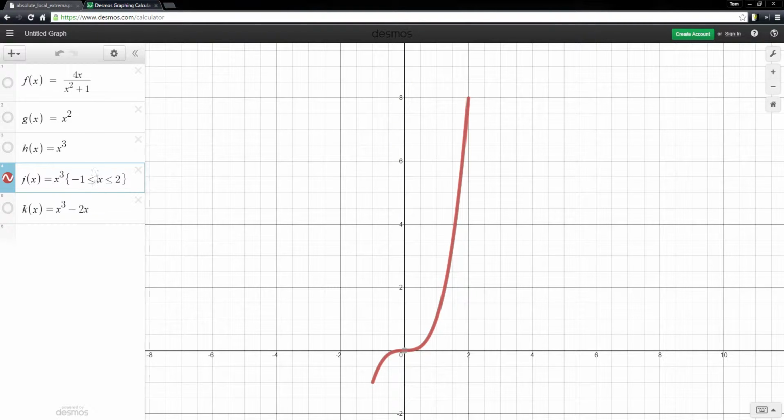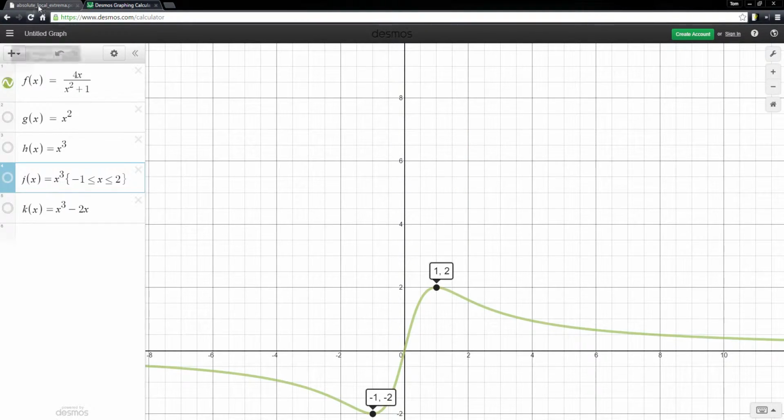This is the same function that we were looking at before, but it's a different interval. In the earlier example, we looked at all of the points on the graph, everything on the number line, and there was no absolute maximum and no absolute minimum. But if we restrict to some smaller interval, then there is both an absolute maximum and an absolute minimum. So the absolute maximum and absolute minimum depend on the interval, as well as the function.